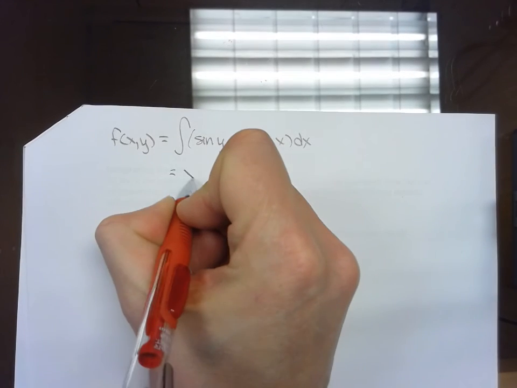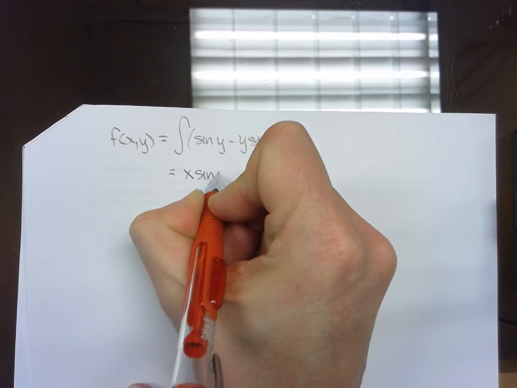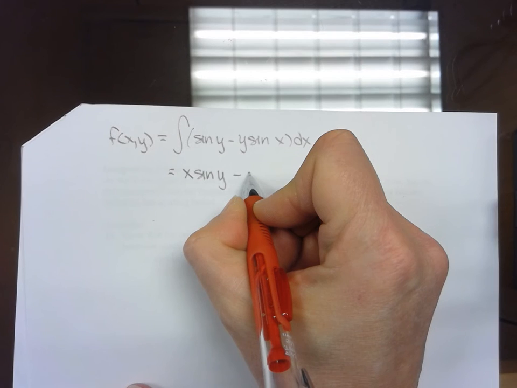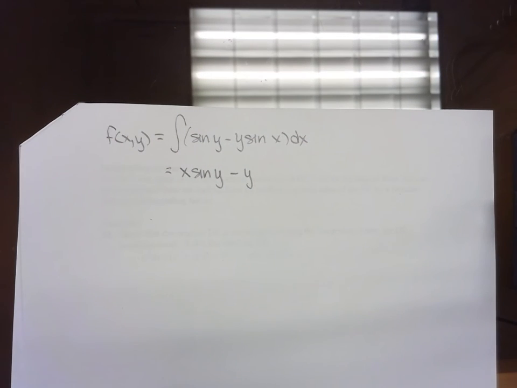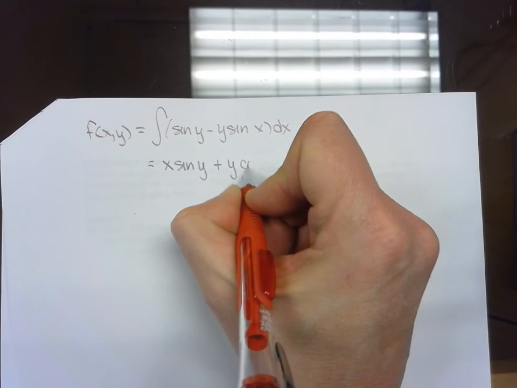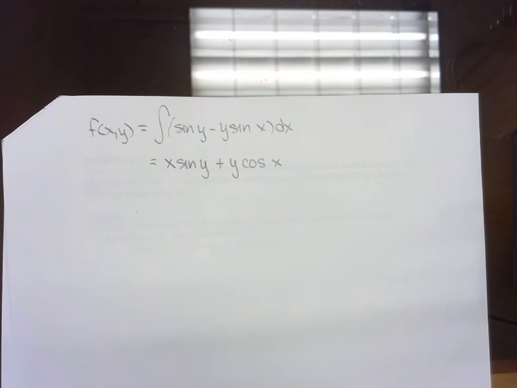x sine y. And then minus y is a constant that just stays there. And what's the antiderivative of sine x? Is it positive cosine or negative cosine? Well, it'll be positive, because the minus sign will turn it into a positive. Just to check quick, if I took this derivative, y is a constant, the derivative of cosine is negative sine.